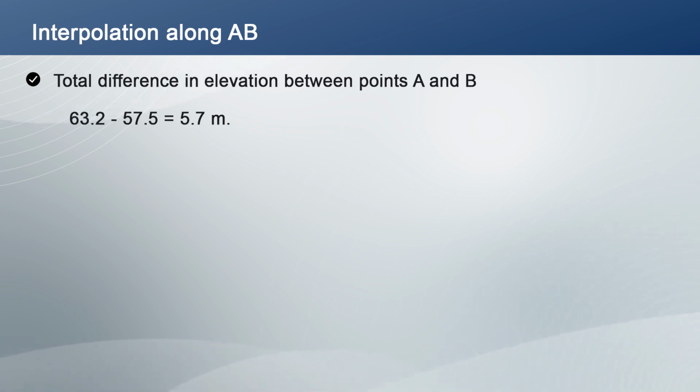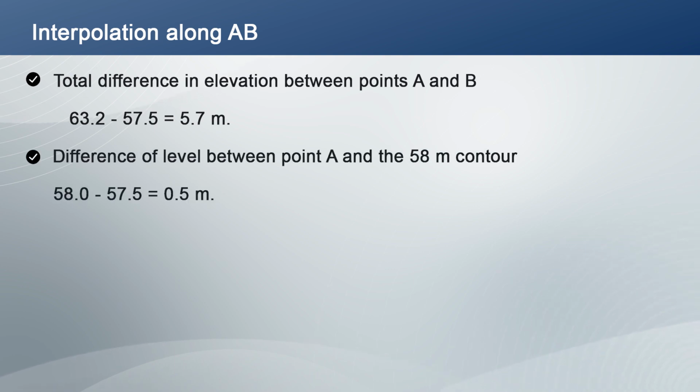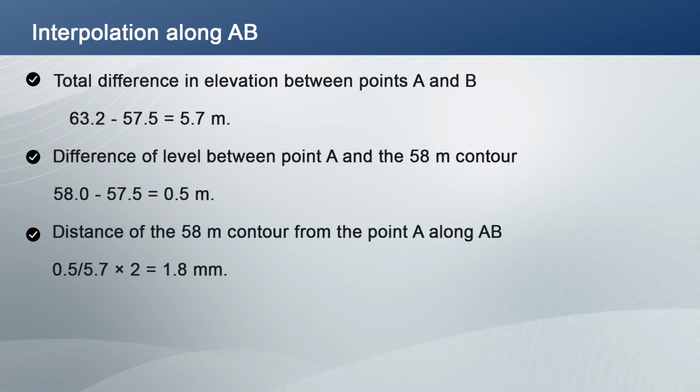The total difference in elevation between points A and B is 63.2 minus 57.5 equal to 5.7 meter. The difference of level between point A and the 58 meter contour is 58 minus 57.5 equal to 0.5 meter. Hence, the distance of the 58 meter contour from the point A along AB is 0.5 divided by 5.7 into 2 equal to 1.8 millimeter.